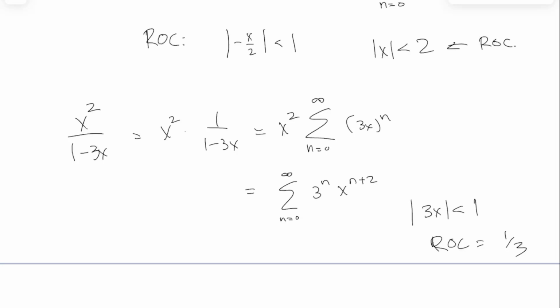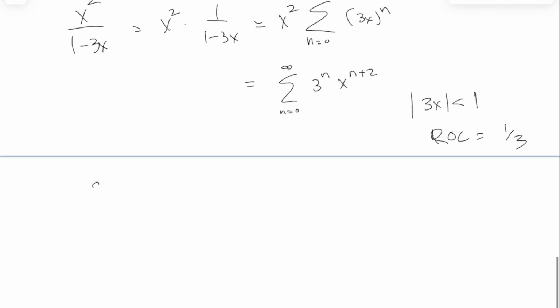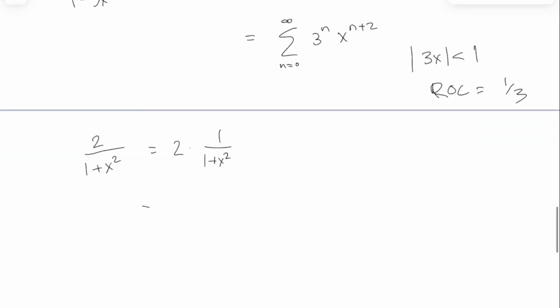I hope so. And then the last one there also had a plus in the denominator, but otherwise it was not so weird. So this one I would take 2 out, 1 over 1 plus x squared. And so when I plug in, I get the sum and then minus x squared to the n. 1 plus x squared I think of as 1 minus x squared, which means the thing I plugged in was minus x squared. And then just simplifying, it looks like minus 1 to the n times 2 times x to the 2n.